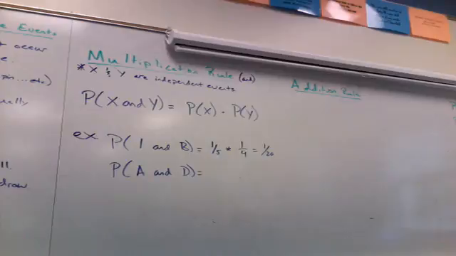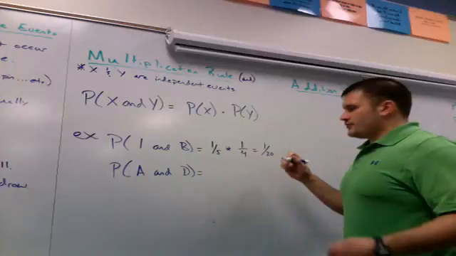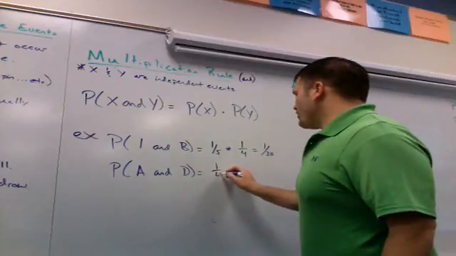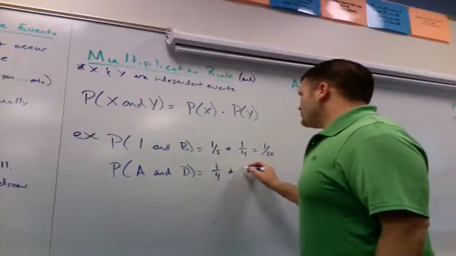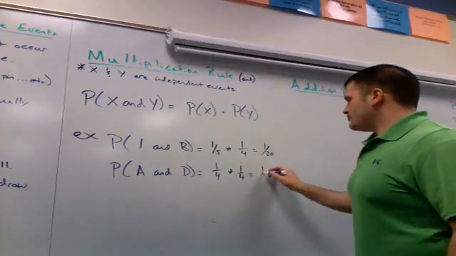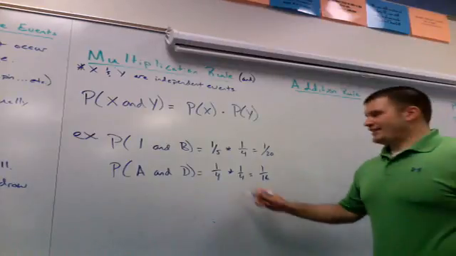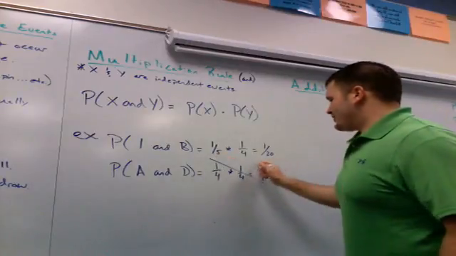Okay, probability of A and D. What'd you get, Josh? 1 out of 16. Okay. So how'd you do that? What's the probability of A? It's 1 out of 4. What's the probability of D? 1 over 4. So then you did 1 times 1 and 4 times 4, and you got 1 over 16. Okay. If you did that, take your pencil and put a big X through it.